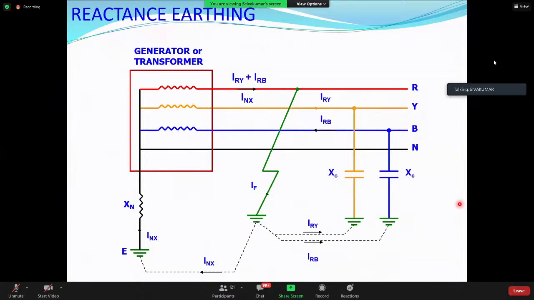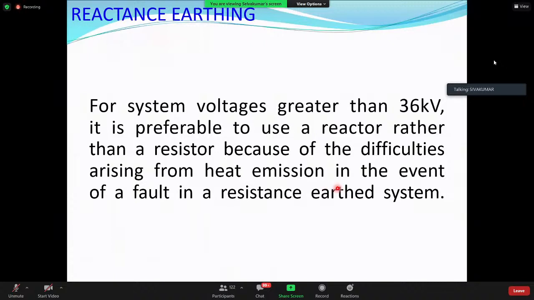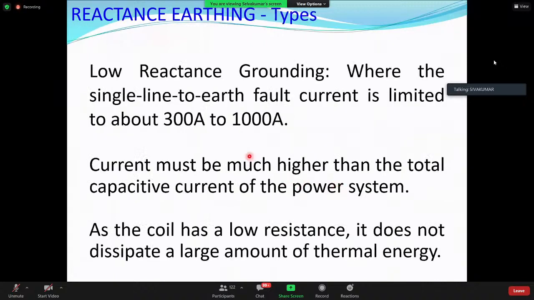But one thing is that current must be higher than the total capacity current of the system. What is the total leakage capacitance you have in your system? The reactive fault current has to be more than the capacitive current in your system. The coil resistance is very less. We design the inductive coil to have a negligible resistance, so there is no apprehension of any abnormal heating. So people go for low reactance grounding, where they don't want heating, at the same time they want to limit the earth fault current.